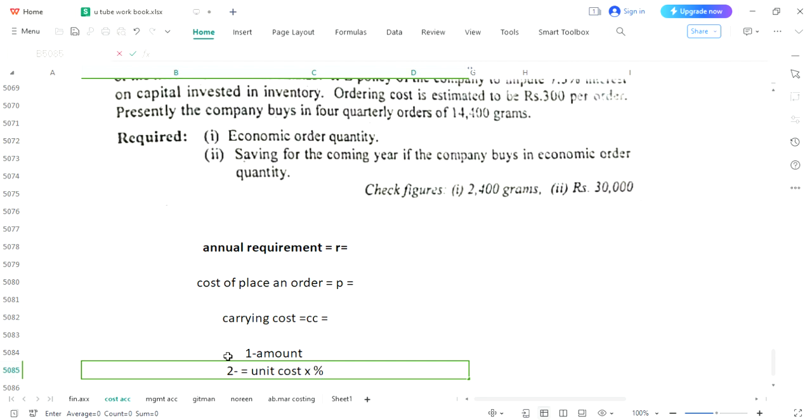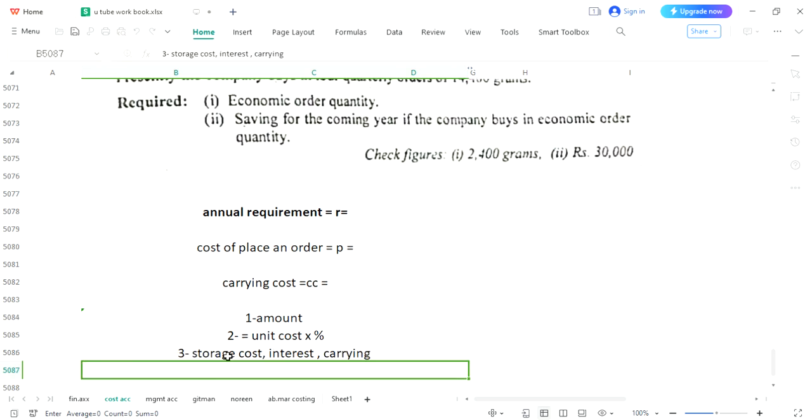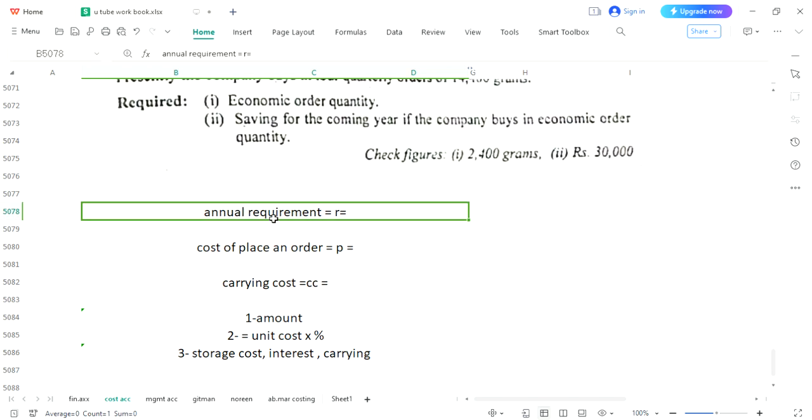And third, there are three factors which can be included in carrying cost. First is storage, and then interest and carrying. These are three things which can be included as a part of carrying cost. So please understand carrying cost has these elements which are closely associated with calculations. When you use your formula of economic order quantity, you will be related with these three factors R, P and CC. We will write down the formula, but before that, try to understand these.